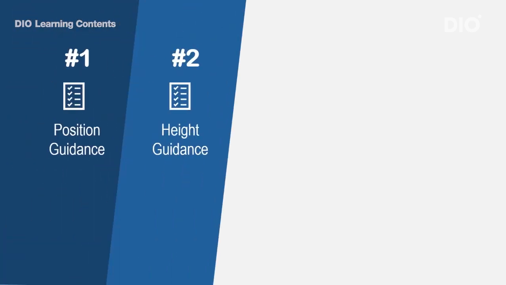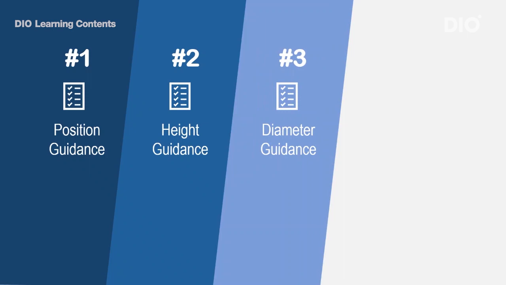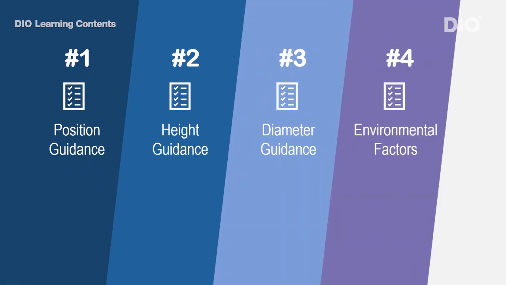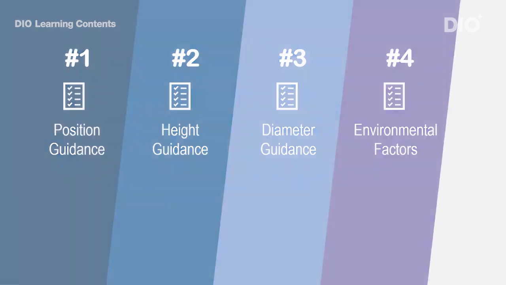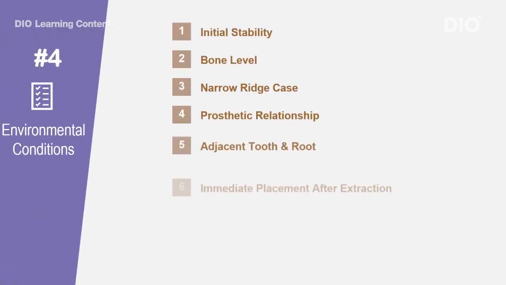Last time we learned about the general concepts such as position, height, and diameter to consider in the planning stage. Today, I will explain the method of positioning the implant according to the environmental factors in the oral cavity. There are 8 environmental factors to consider in the planning stage.